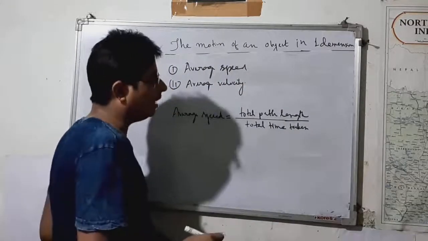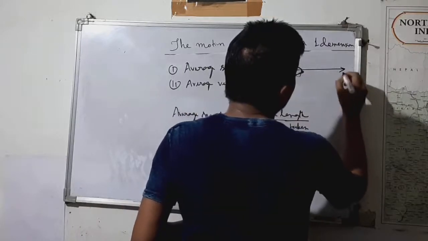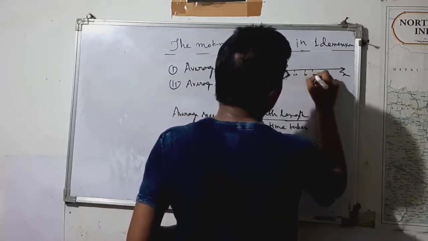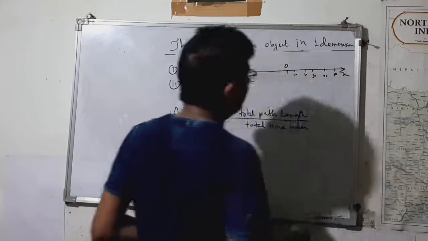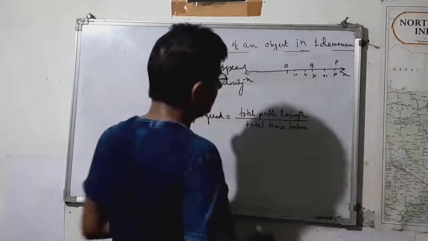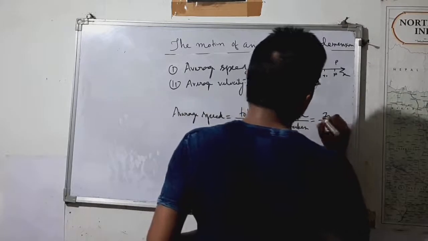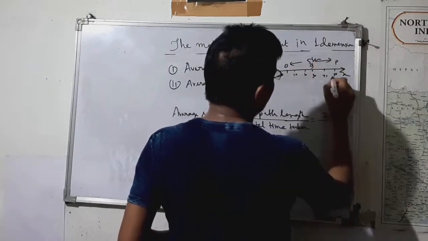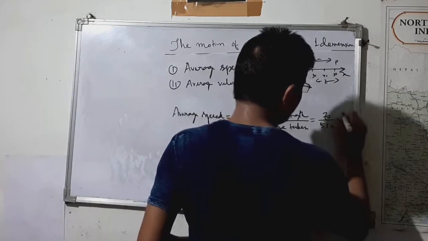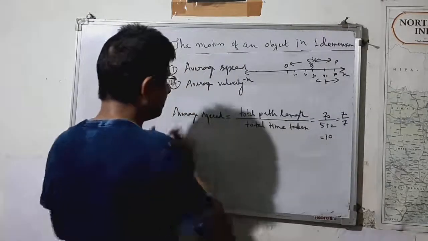In our first example, if you remember, we considered this is x, this is minus x, and this is the origin O. The object moved from O to P and then returned to Q. The total path length was, from O to P, 50, then it returned back 20, so 70. From O to P it takes 5 seconds, and from P to Q it takes 2 seconds, so total time is 5 plus 2, so 70 by 7, it is 10.